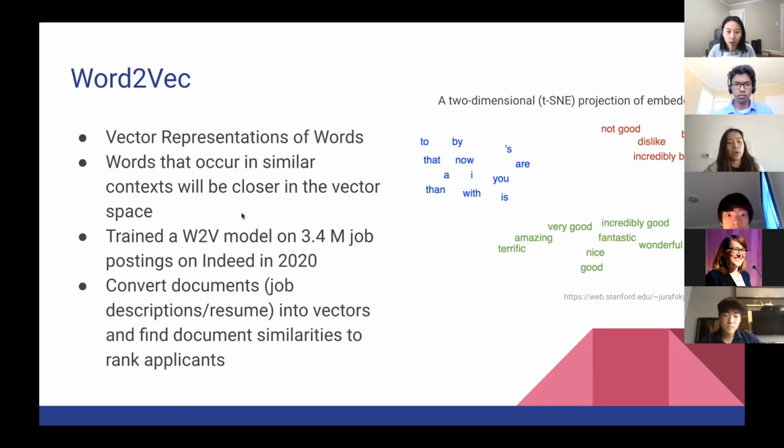Basically, we trained a word2vec model on 3.4 million job postings on Indeed in 2020. Then we convert documents, which are job descriptions or resumes, into vectors and find the document similarities between the job description and resume to rank the applicants for specific jobs.